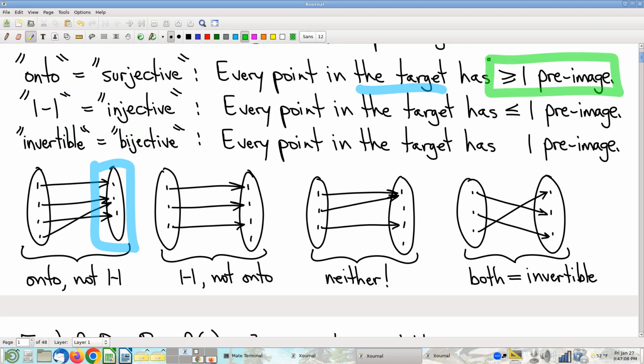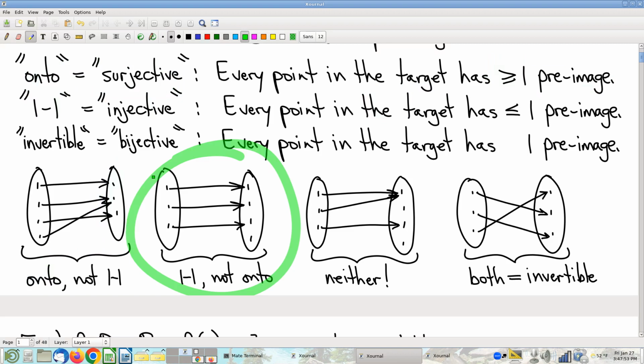So let's go through this first function that I have over here. This point here has one pre-image. One is indeed at least one. This point here has two pre-images. 2 is at least one. Cool. This point here has one pre-image. That is also at least one. And so we have now successfully gone through the entire target. Every point in the target has indeed at least one pre-image. This function, therefore, is onto, aka surjective. Everybody good? Okay. All right. This function here is not.